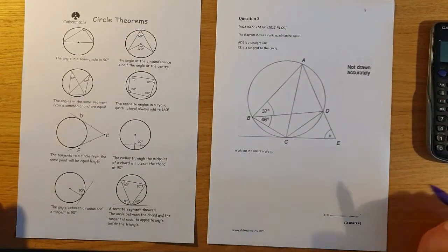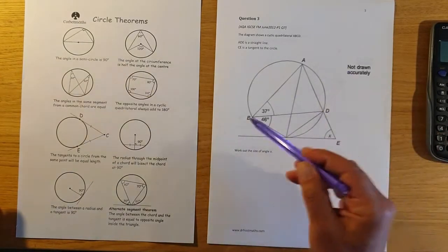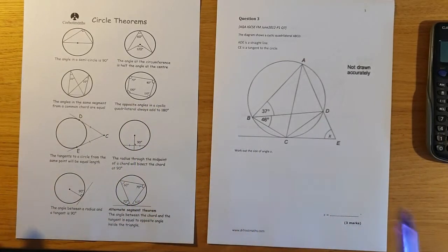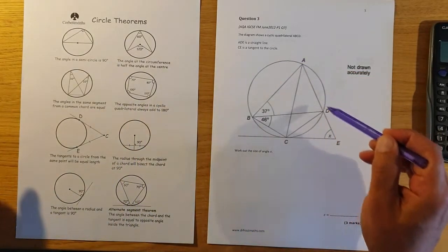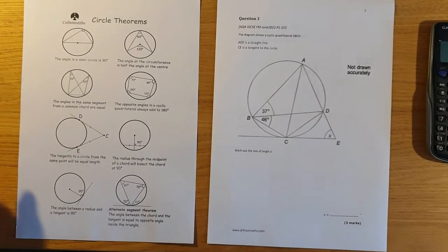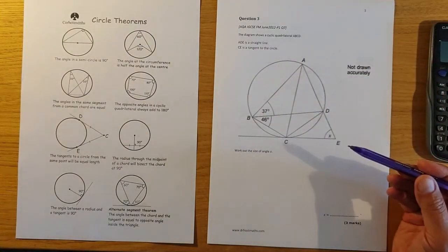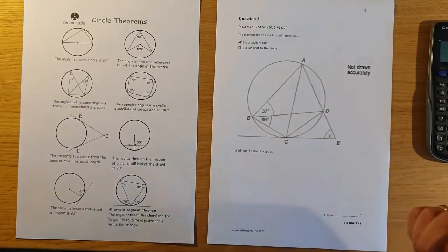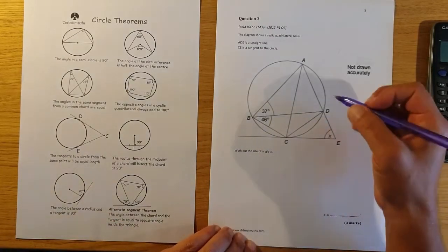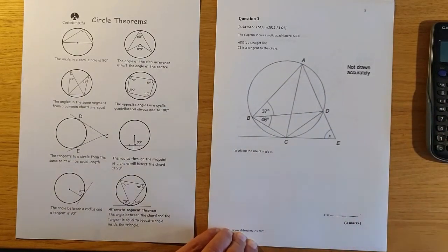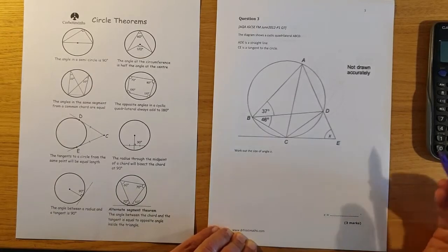The diagram shows a cyclic quadrilateral, ABCD. I'm going to be using this one again then. ADE is a straight line. What does that tell me? Well, it doesn't tell me anything. It's not going through the centre of the circle, so it's not a diameter, but it does tell me some other stuff. It tells me that these 3 angles add up to 180 degrees because angles on a straight line add up to 180 degrees, and I know that.